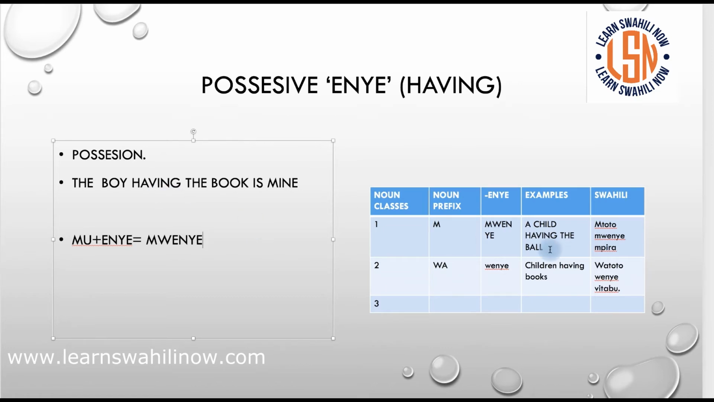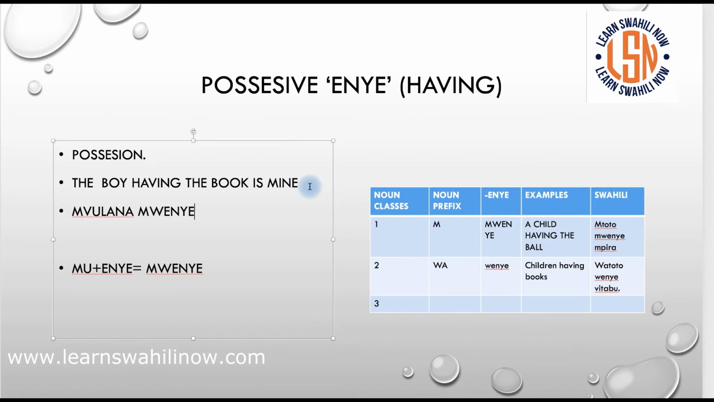So in this case, the boy having a book is mine. You'll say something like mvulana mwenye kitabu ni wangu. Okay, so noun prefix m, enye here. And then an example, a child having the ball is mine. So mtoto mwenye mpira. That's how you use it. Okay, is that clear? Let us move on to the next one.